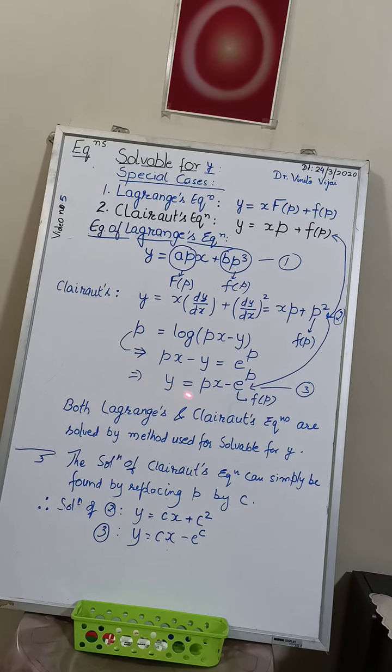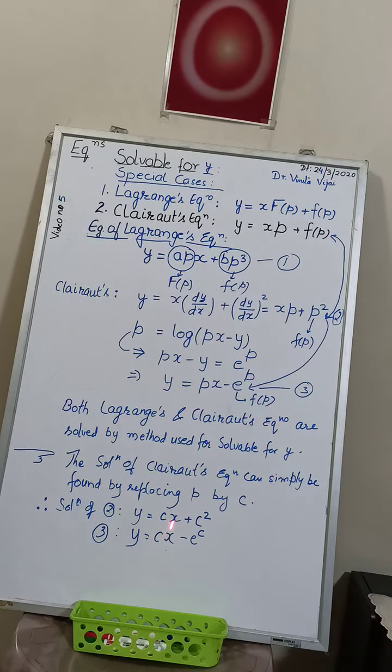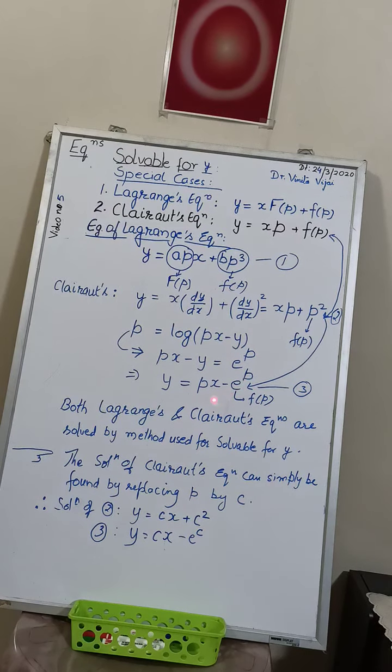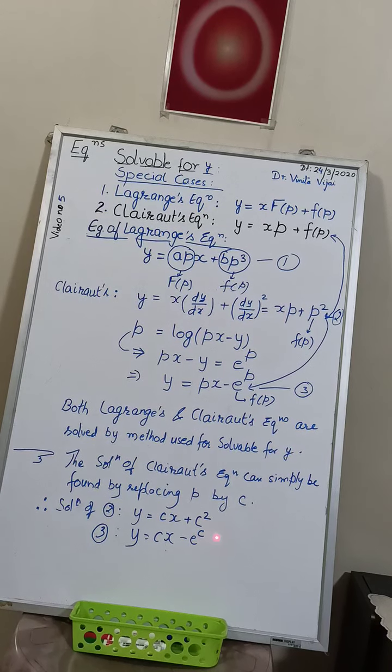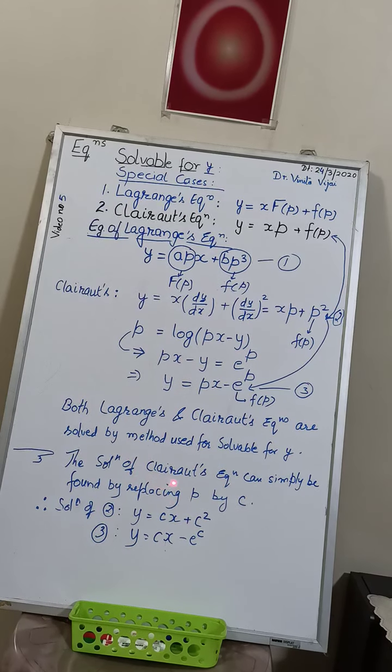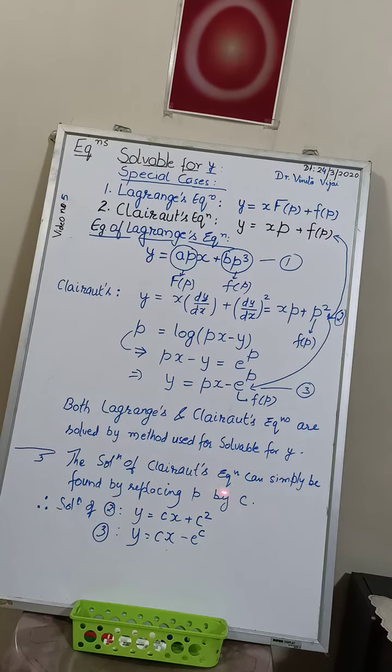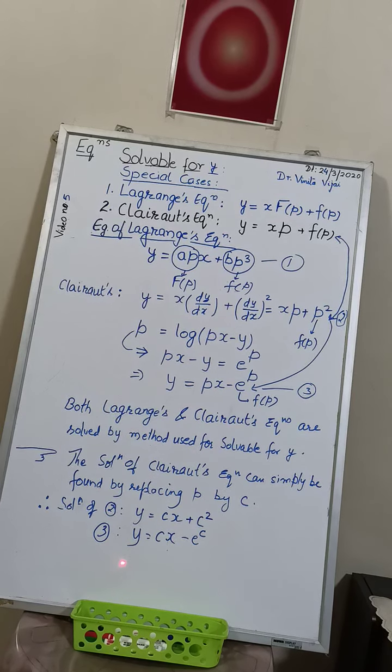And similarly in equation number 3, y equal to, replace p by c in both the terms. So I get cx minus e to the power c. So very simple and interesting is the solution of Clairaut's equation: you replace small p by small c.